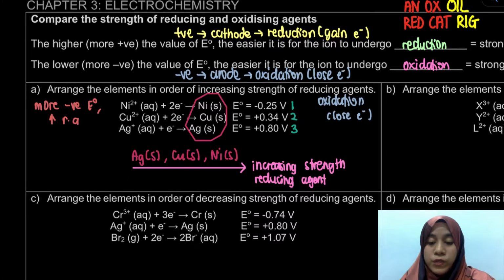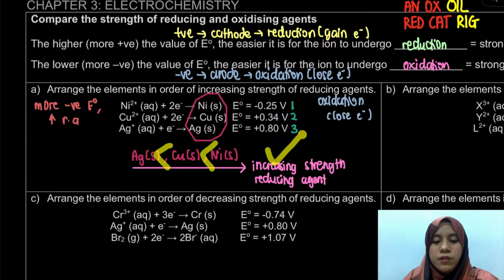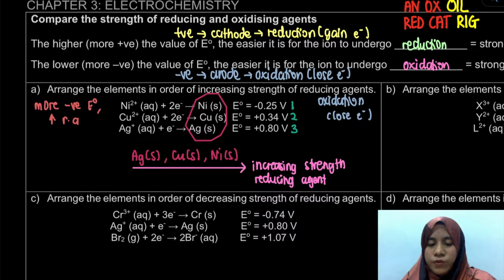Okay, so I prefer to write it down like this because sometimes when you use the symbol here, it means something different. When you mean it like this, it means this is the strongest one. And if this is the symbol also, this is the correct one. So it means that nickel is the strongest, copper is the second strongest.